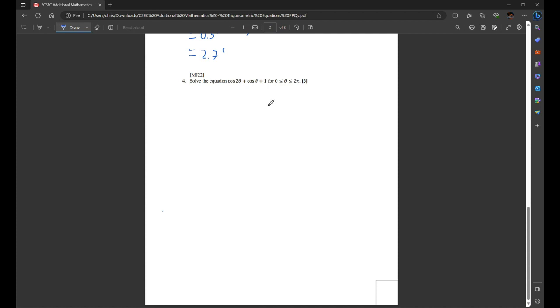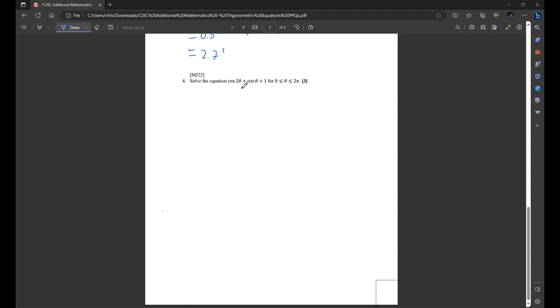So we have cos 2 theta plus cos theta plus 1. So now cos 2 theta and cos theta we can't work with those as they are. As much as it seems like we can just add them together and get cos 3 theta, no, you cannot do that. That's not how that works. So we're going to have to rewrite cos 2 theta in terms of cos theta.